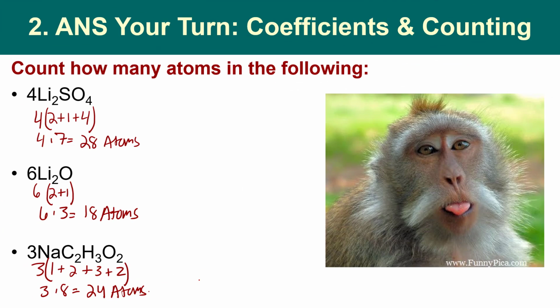All right, if you did this correctly, we should have gotten 28 atoms, 18 atoms, and 24. If you did make any mistakes, rewind the video and figure out what you may have done wrong. And then when you're ready to go, let's continue.